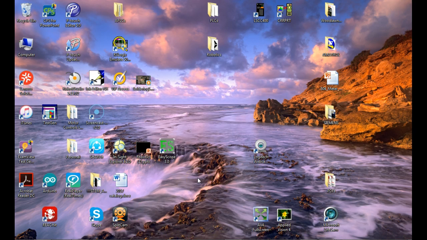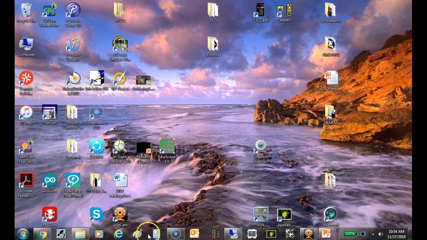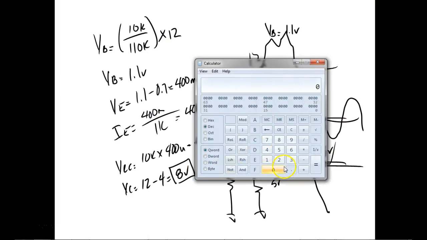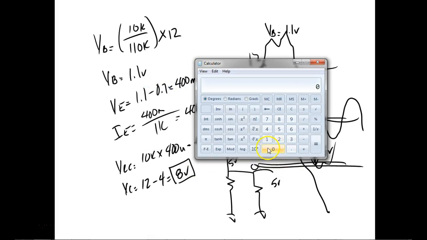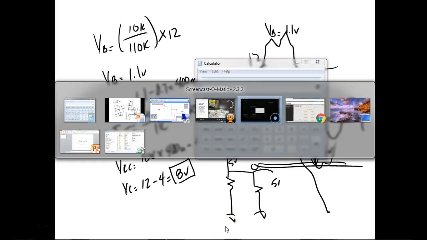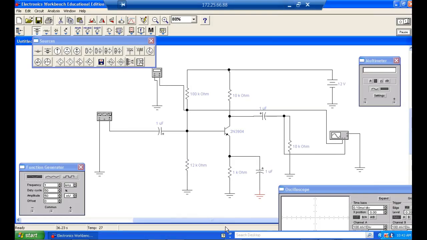$2.3? 233? I'm not saying it's wrong. I just thought it would be a little. 233 ohms. So the gain of our amplifier is going to jump up to 233 times beta, which would be 100.